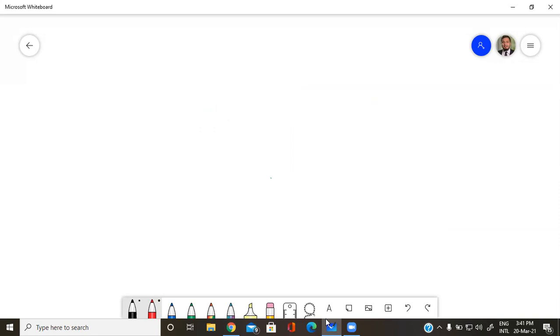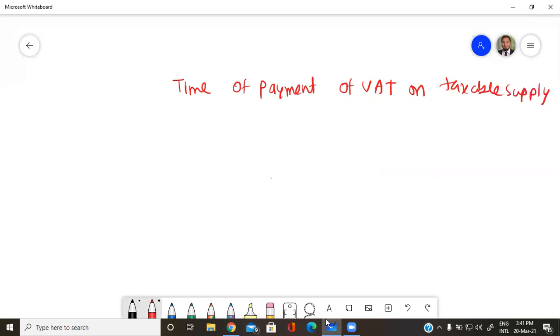Now the next question is when we will pay the VAT as a company. So, time of payment of VAT on taxable supply. Usually the common understanding is that it is when the transaction is made. So when the transaction is made, you may need to check which one is the earliest. The earliest event will be the benchmark, and from that date the remaining due days will be calculated.